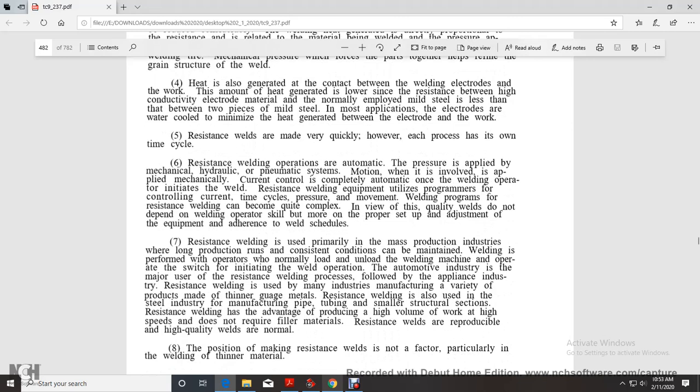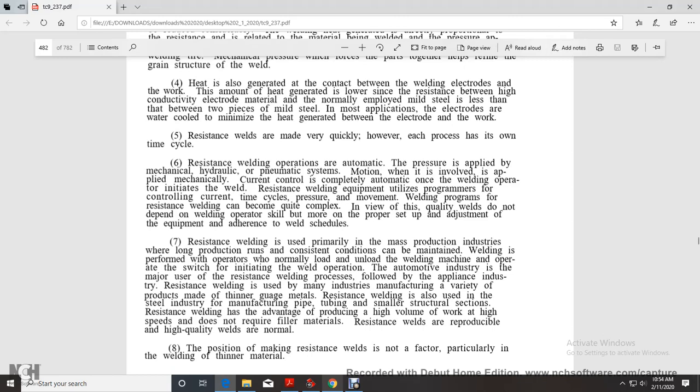Heat is generated at the contact between the electrodes and the work. The amount of heat generated there is lower since the resistance between the high conductivity electrode material and the steel is less than between the two pieces of mild steel. Most electrodes in applications are water cooled to minimize heat generated between the electrode and the work. Resistance welds are made very quickly.